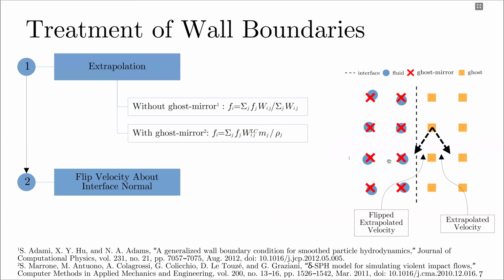This is how wall boundaries are usually treated in SPH. We use ghost particles. There are two ways of going about it. We either directly interpolate properties from fluid particles to ghost particles, or we interpolate properties from fluid particles to ghost mirrors, and then copy over those properties to ghost particles. Then we flip the velocity about the interface normal. By the way, I'm talking about free-slip boundary conditions. Anyway, it's inviscid.